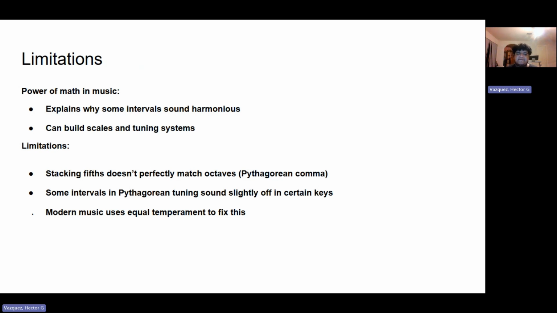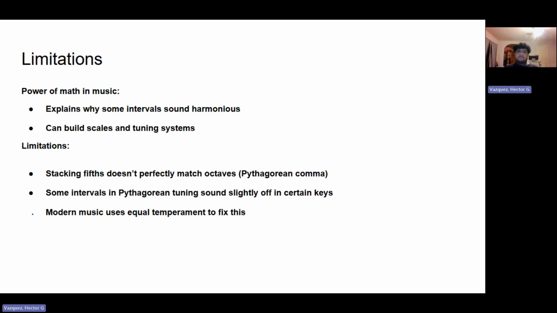Now, for the limitations. While stacking perfect fifths in Pythagorean tuning is mathematically elegant, it does not perfectly match the octaves. The small discrepancy is called the Pythagorean comma. It demonstrates that mathematics alone cannot produce perfectly in tune notes in every key. Some intervals in Pythagorean tuning may sound slightly off, especially when playing in keys far from the starting note.